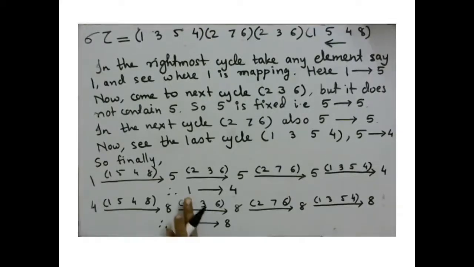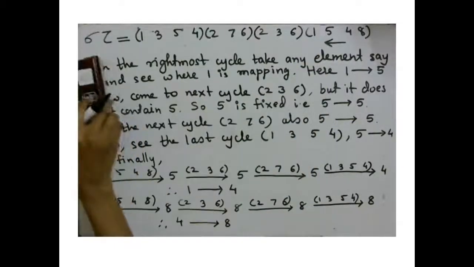Okay, so we have found that 1 goes to 4 and 4 goes to 8. Now we will see the image of 8 in sigma tau.